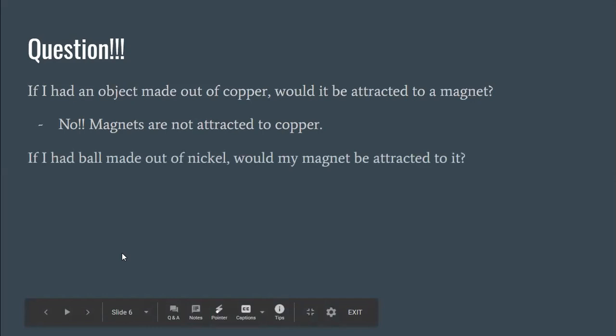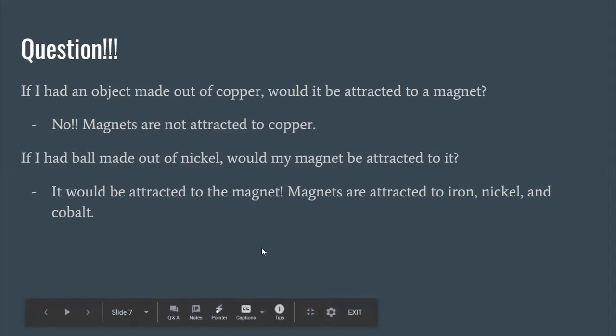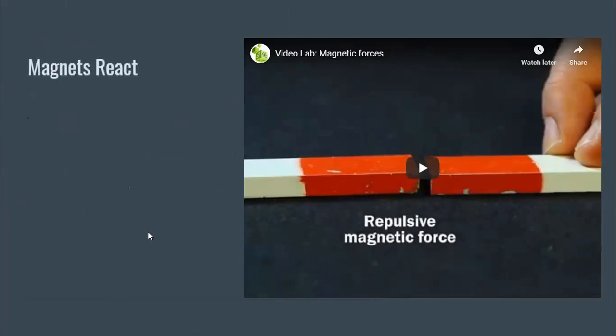If I had a ball made out of nickel, would my magnet be attracted to it? Think about it. What were the three metals that are attracted to magnets? Iron, cobalt, and nickel. It would be attracted to the magnet. Magnets are attracted to iron, nickel, and cobalt. Now let's watch this video. This video talks about how magnets react to each other.